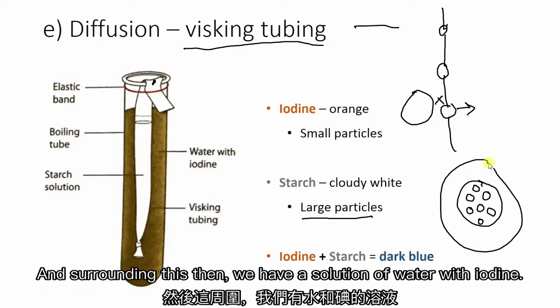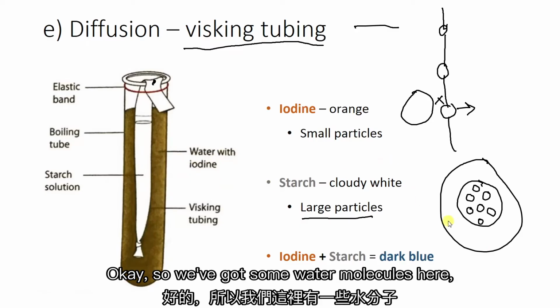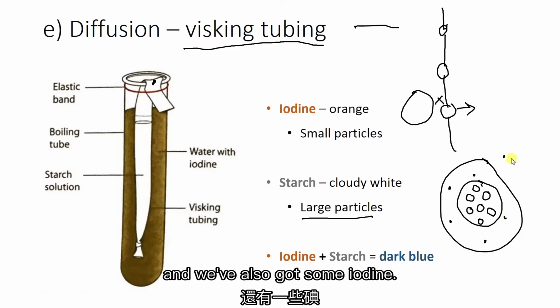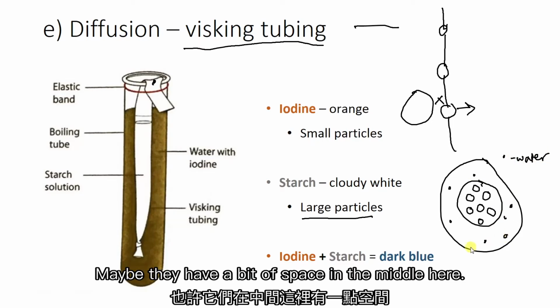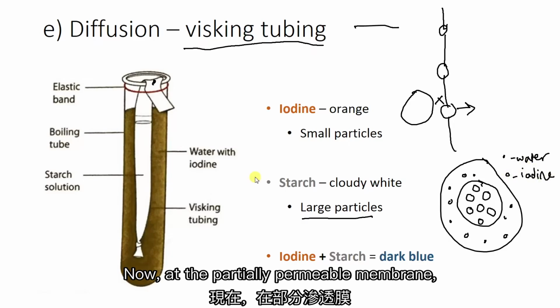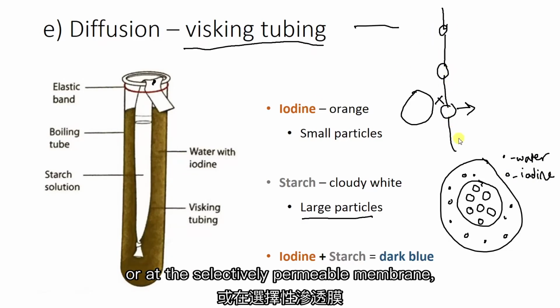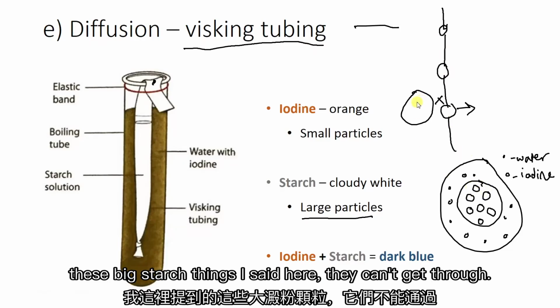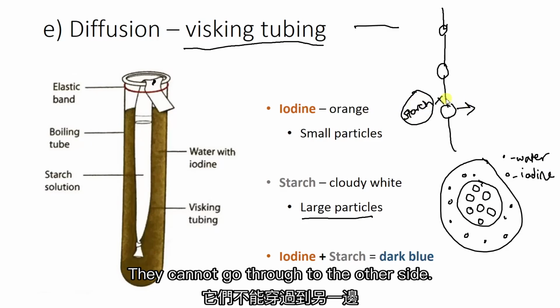And surrounding this then, we have a solution of water with iodine. Okay, so we've got some water molecules here, and we've also got some iodine. So maybe they're a little bit bigger, maybe they have a bit of space in the middle here. So that would be iodine. Now, at the partially permeable membrane, or the selectively permeable membrane, these big starch things can't get through. Okay, they cannot go through to the other side.